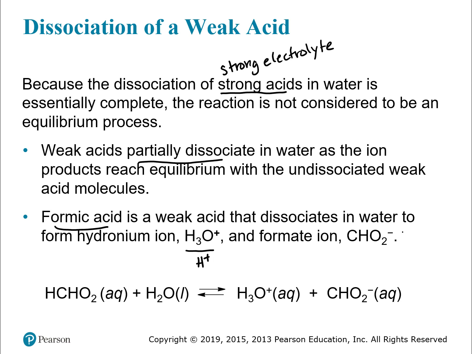If you take some formic acid and add water, we're looking at this equation down here, then you end up making some hydronium ions and some formate ions. These forward and backward arrows mean equilibrium. And just as a reminder from when we were looking at chemical equations, the left-hand side, these are the reactants. The right-hand side, these are the products.